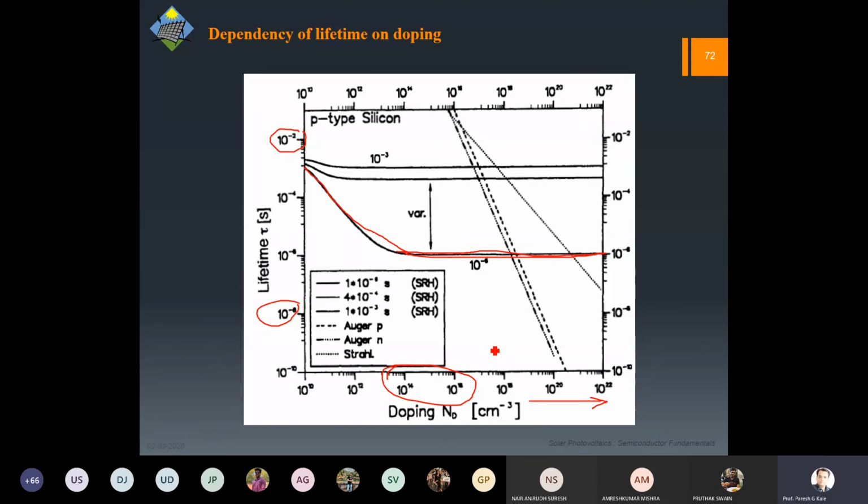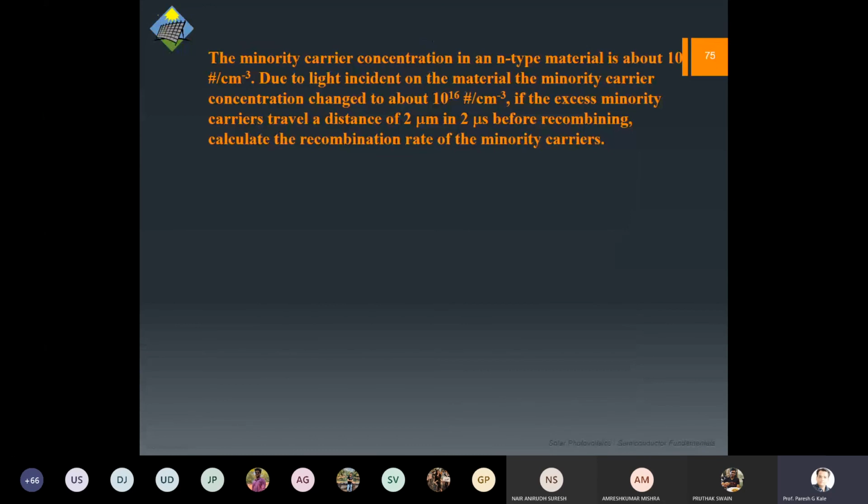A few slides back I said that 10 raised to 16 is the typical doping that we use in solar cells. So why is it happening? Because of this particular reason. Beyond 10 raised to 16, nothing is going to happen. Only recombination will take place, and the lifetime is not going to improve. So there is no point in having a high doping. That's why 10 raised to 14, 16, 17 are the optimized doping levels especially for solar cells. Of course, when you are going for LED or some other applications, these doping levels will change. We are talking about solar cells only.